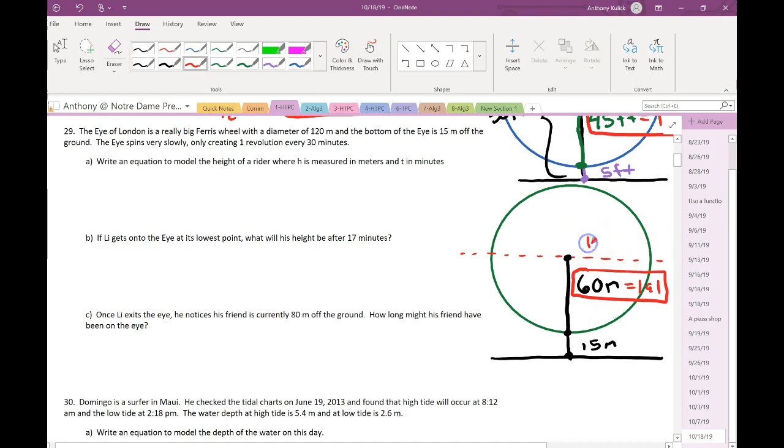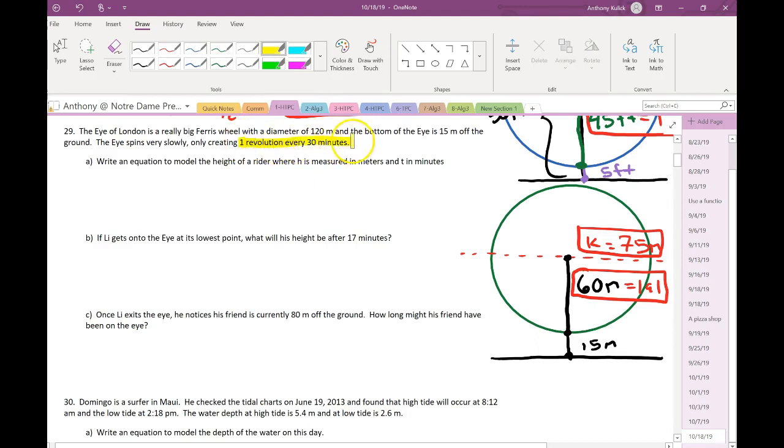What's my value for k? 75. It's the height of the center of the Ferris wheel, right? Okay. So we've gone and gotten those two just from drawing our picture and interpreting that. Next, we'll figure out c.